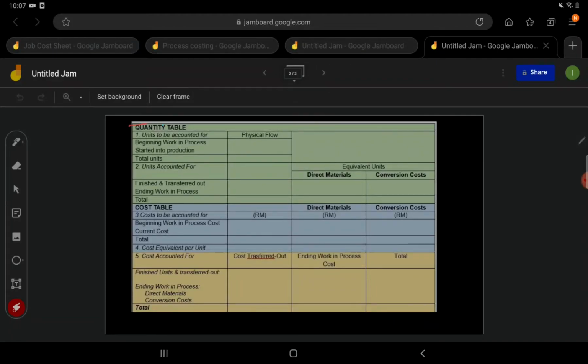Okay, this is the format or the example of a production cost report. It is a document used in a process costing system that summarizes the information about the flow of units and cost through the work in process account of a processing department. It is equal to the job cost sheet prepared in a job order costing system.